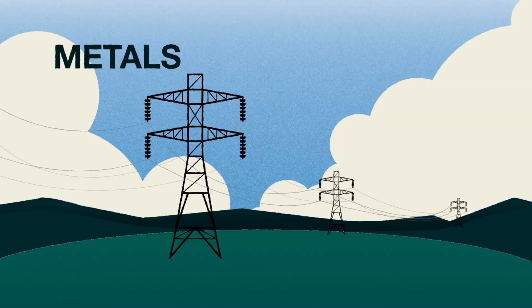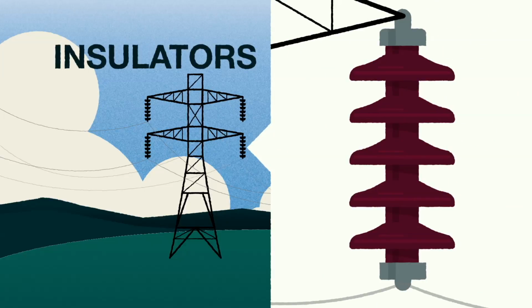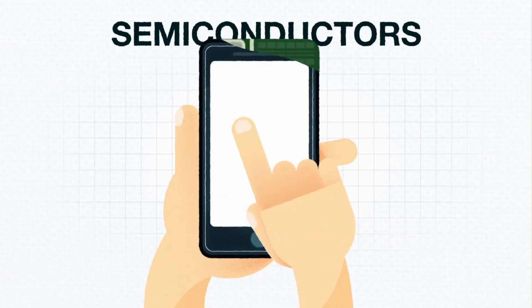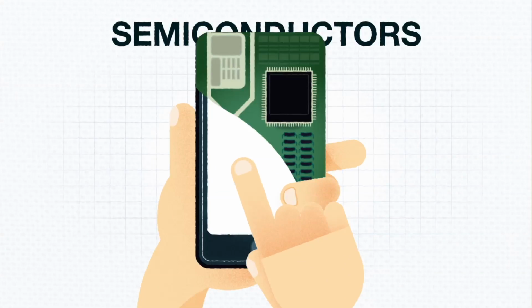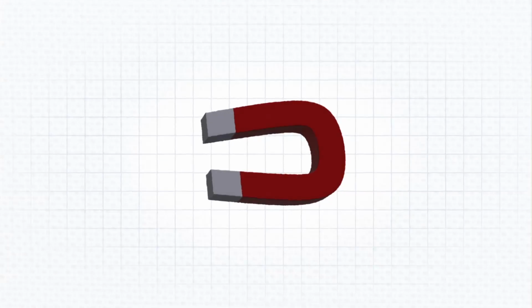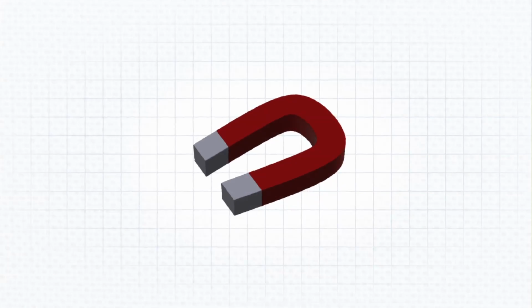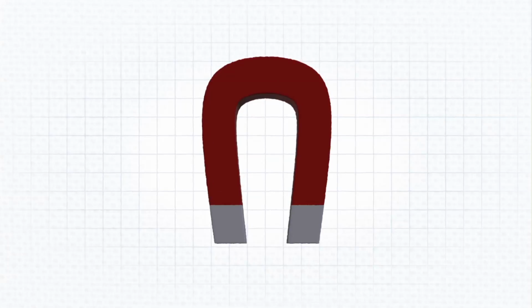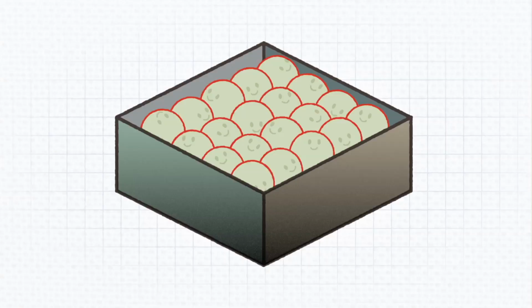Metals conduct electricity easily, while insulators don't. Semiconductors are in between and are crucial for modern technologies. Some, like iron, are naturally magnetic, but others are not at all. So, what makes this variety possible? The different behaviour of electrons in solids.